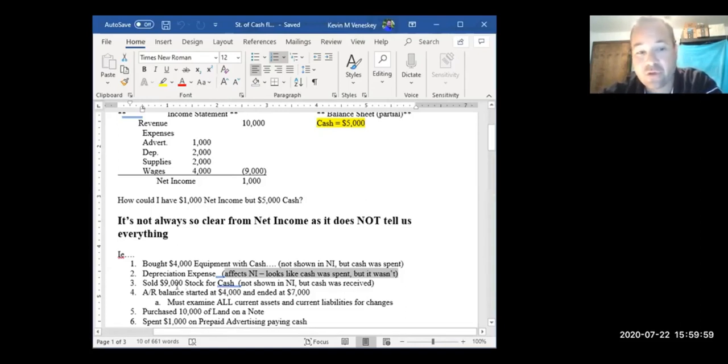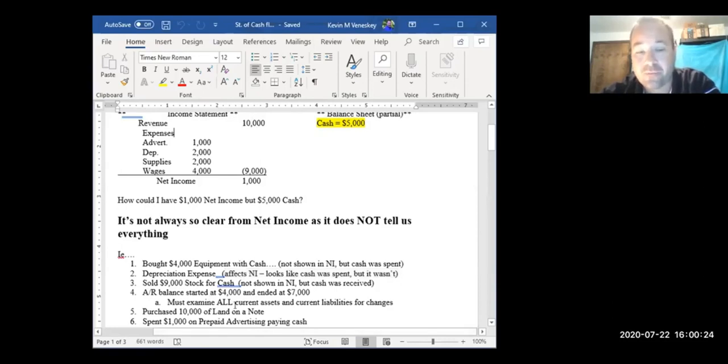Same kind of thing here, two balance sheet items. What if I sold stock and got money? Just like what we did in this last chapter. If I sold stock, that's owner's equity. It's on the balance sheet, and the cash is on the balance sheet. It doesn't show up that I got money. It's one way I got money besides just the regular revenue.